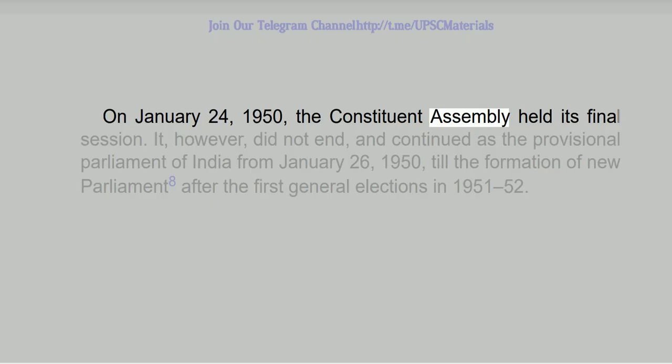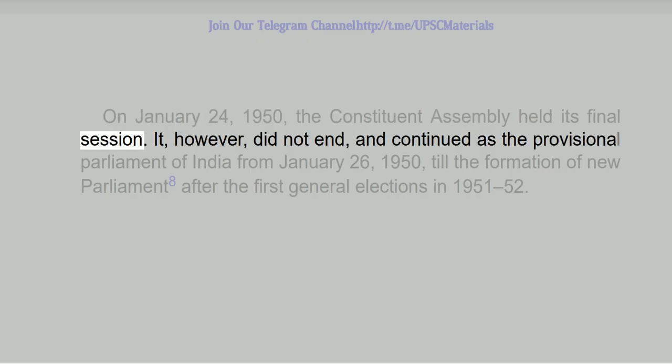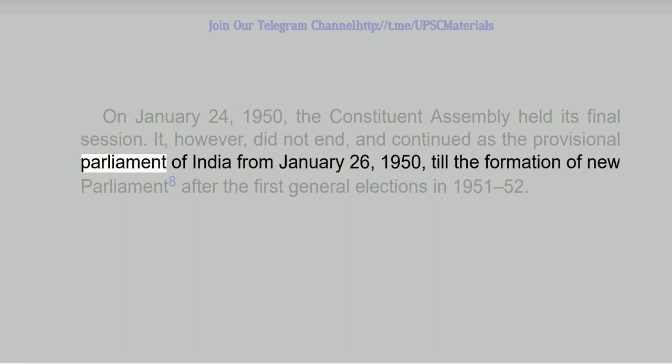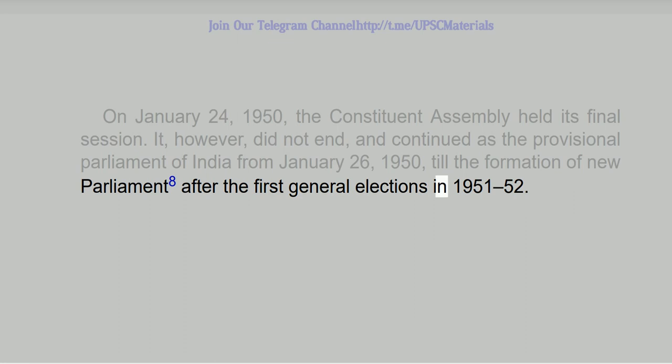Held its final session. It, however, did not end, and continued as the Provisional Parliament of India from 26 January 1950, till the formation of the new Parliament after the first general elections in 1951-52.